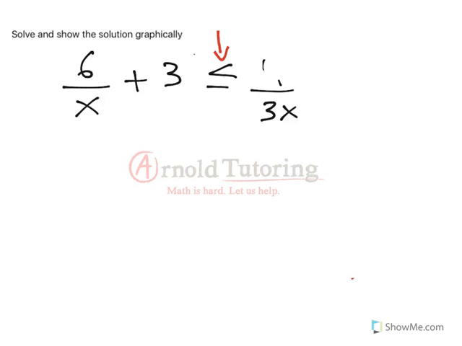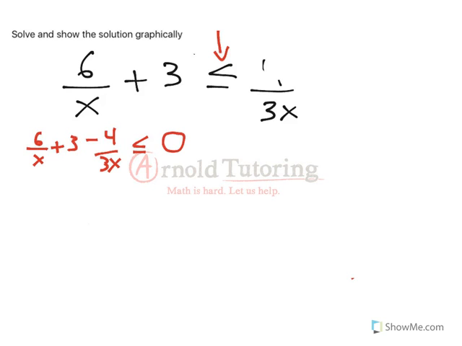So the first step is always to get everything to one side, because we like to compare inequalities to 0. So I'm going to subtract the 4 over 3x onto this side. The reason we like that is because on one side of 0 it's positive, on the other side of 0 it's negative, and it's much easier to see.